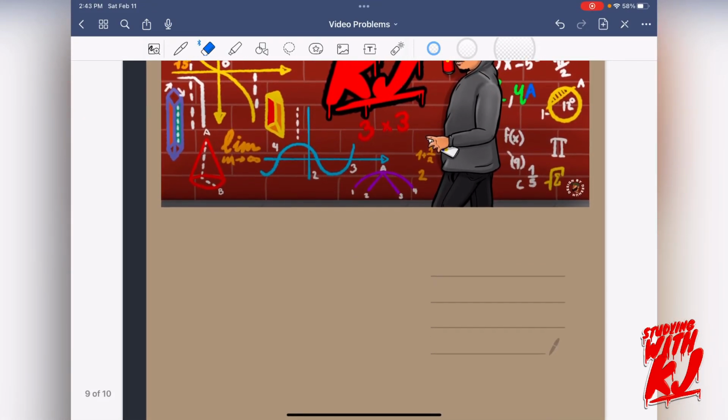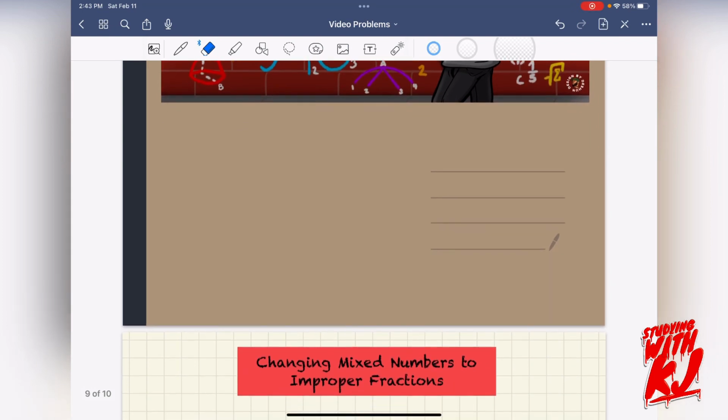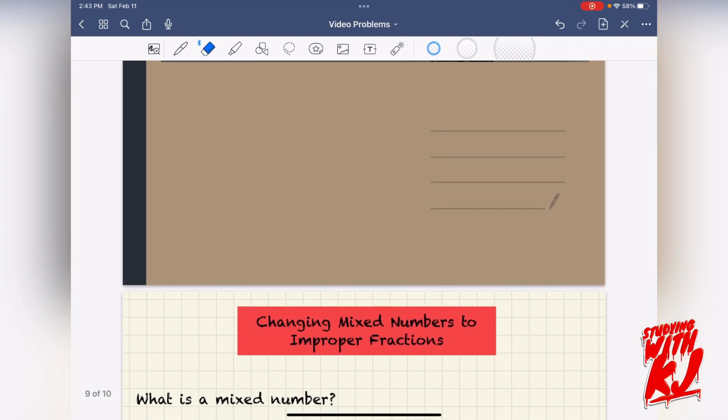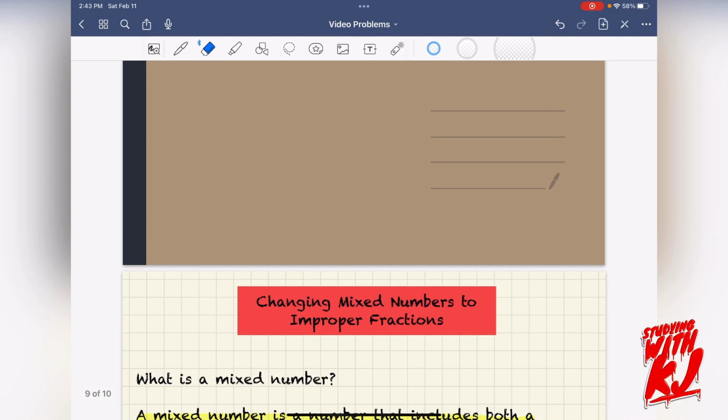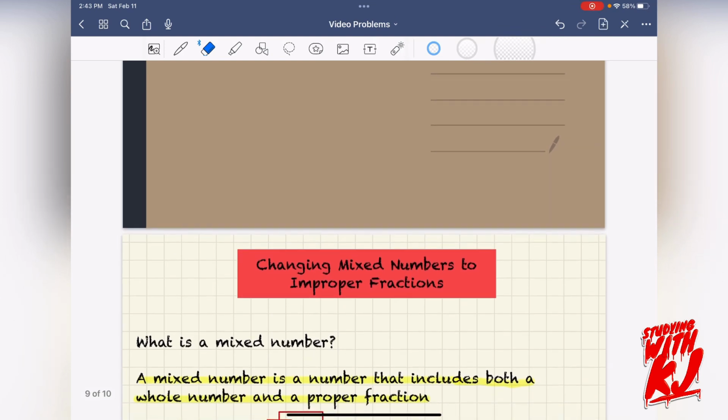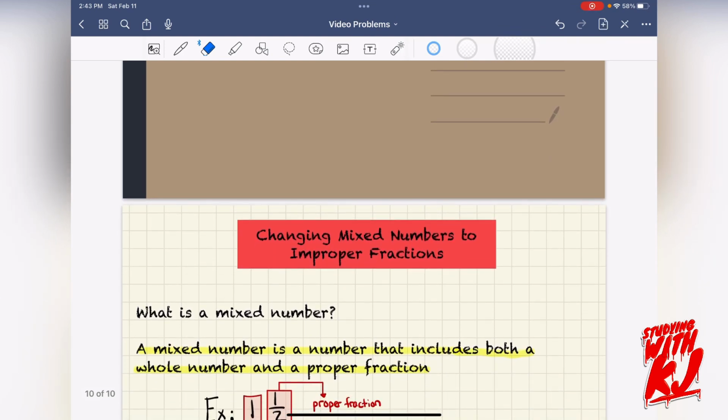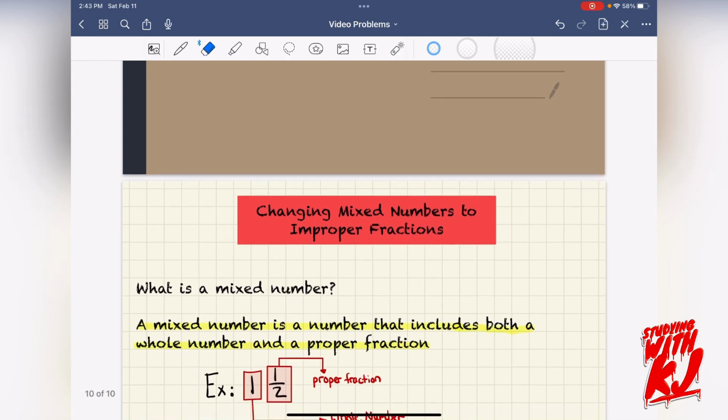Today, we'll be going over changing mixed numbers to improper fractions. Now, before we get into solving some example problems, we must first understand what a mixed number is, and second, understand what an improper fraction is.